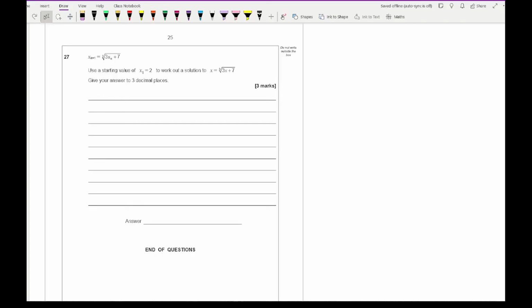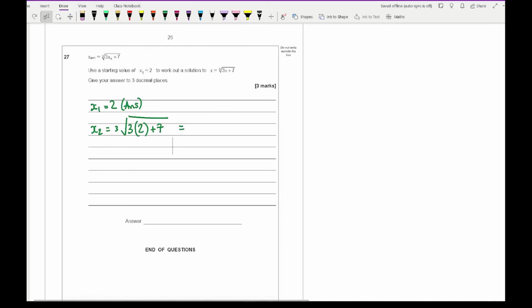So for this, I've got x n plus 1 equals the cube root of 3 lots of x n plus 7. And the question is asking, using the starting value of x1 equals 2, work out the solution to this particular question to 3 decimal places. So here x1 is going to equal 2. x2 is going to be the cube root of 3 times 2 plus 7. And again, I'm going to write that down and work that out.